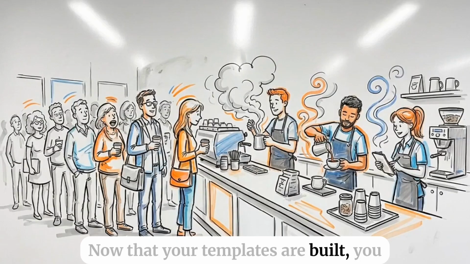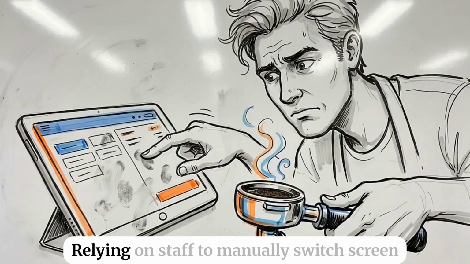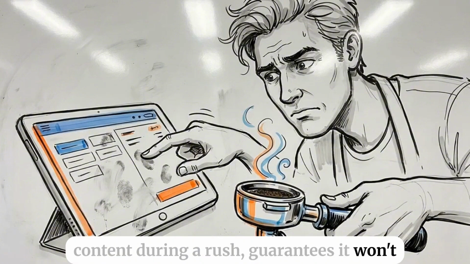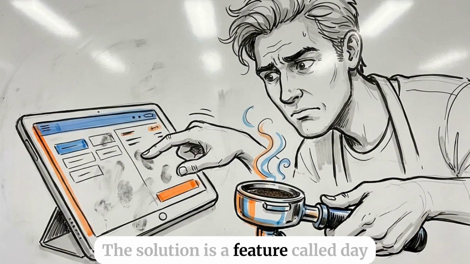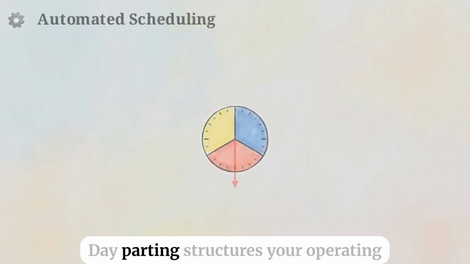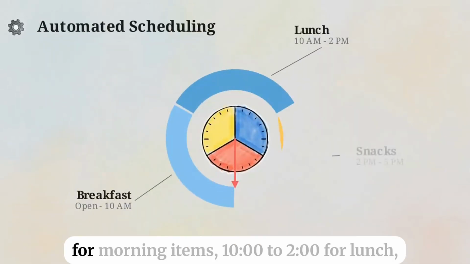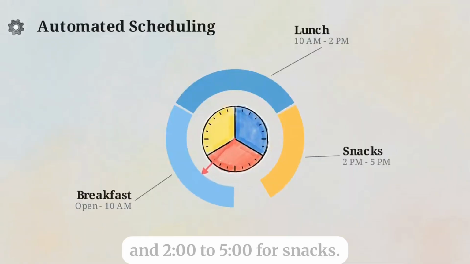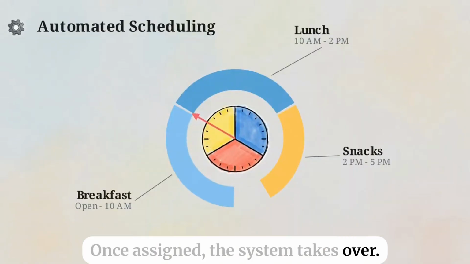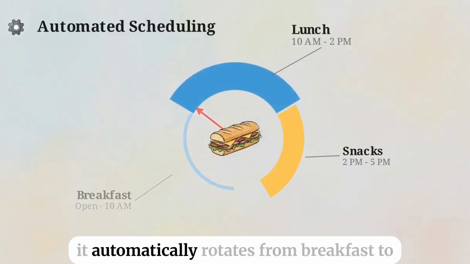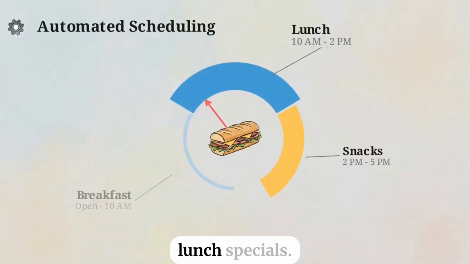Now that your templates are built, you need to automate them. Relying on staff to manually switch screen content during a rush guarantees it won't happen. The solution is a feature called day parting. Day parting structures your operating hours into distinct blocks: opening to 10 a.m. for morning items, 10 to 2 for lunch, and 2 to 5 for snacks. Once assigned, the system takes over. At 10 a.m., it automatically rotates from breakfast to lunch specials.